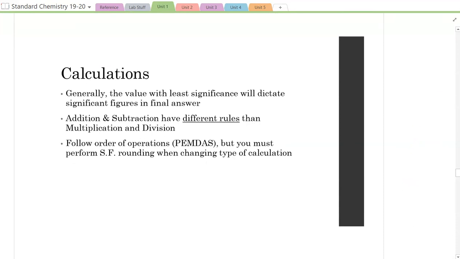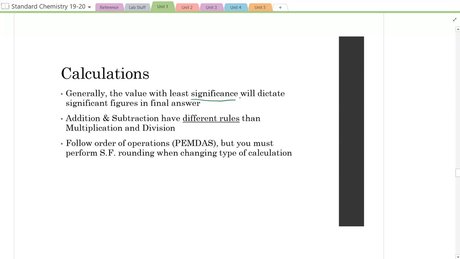As a rule, when we actually do calculations, you're going to get a lot of different numbers out of your calculator, but we have to round accordingly. To get our final answers, we look at the value generally with the least significance that we started with, and then your final answer will match that. So whatever you start with, look at those, and then your final answer will match it. Addition and subtraction are going to have different rules than multiplication and division. Hopefully you get a sense that those are different families, different types of calculations. So those will stay together.